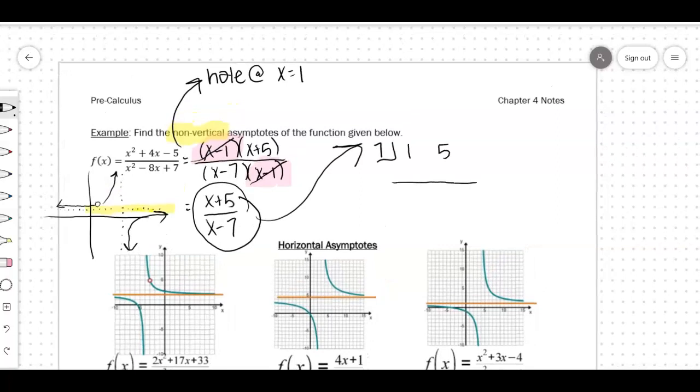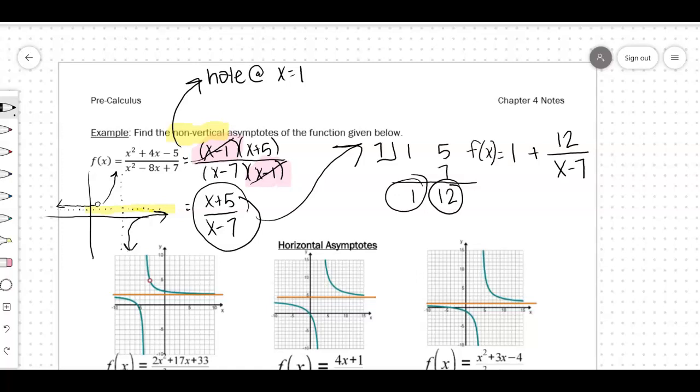Leave a space, draw a line, bring down your 1, multiply by 7, add to the 5, we get 12. Remember that first number is always your remainder. We put it over our divisor. This would be all that's left for our polynomial part. And so there is our function f of x in mixed number form.